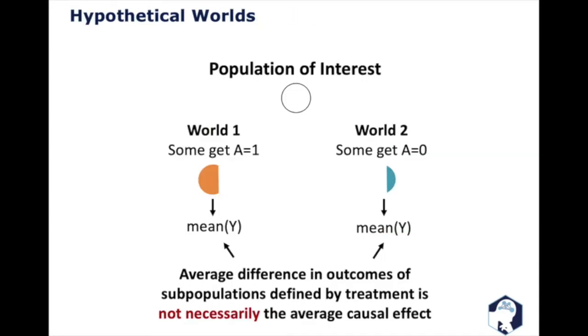So going back to our parallel worlds example, in reality, we only get to observe a portion of these parallel worlds, restricted to the subpopulations that are actually treated and not. And so the average difference of the outcomes that we observe from these two different worlds defined by the treatment assignment is not necessarily equal to the average causal effect.